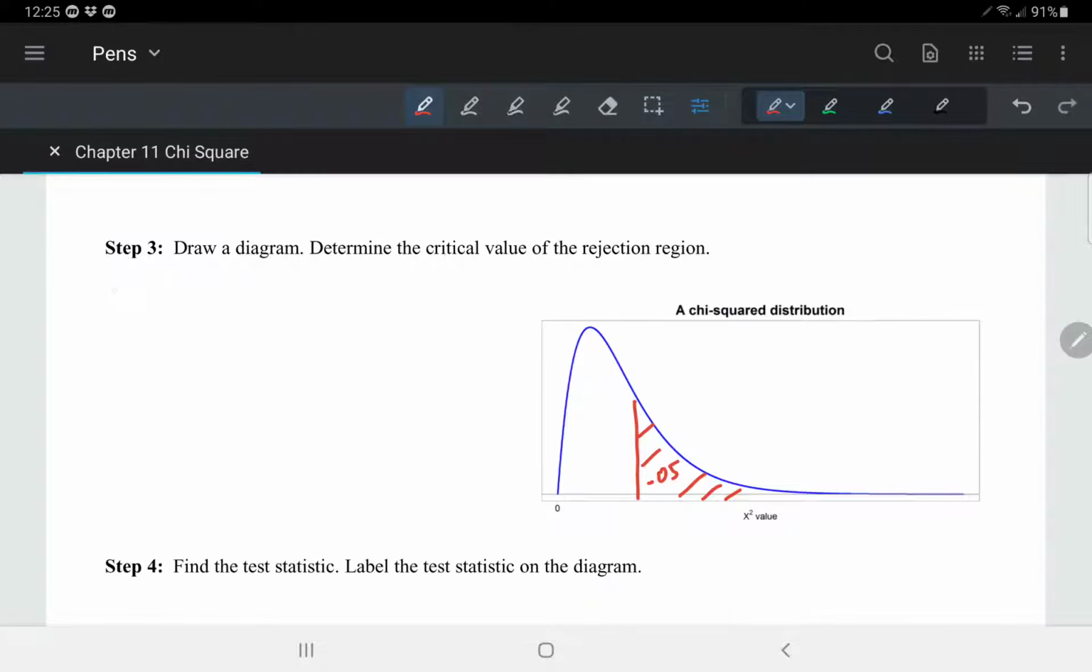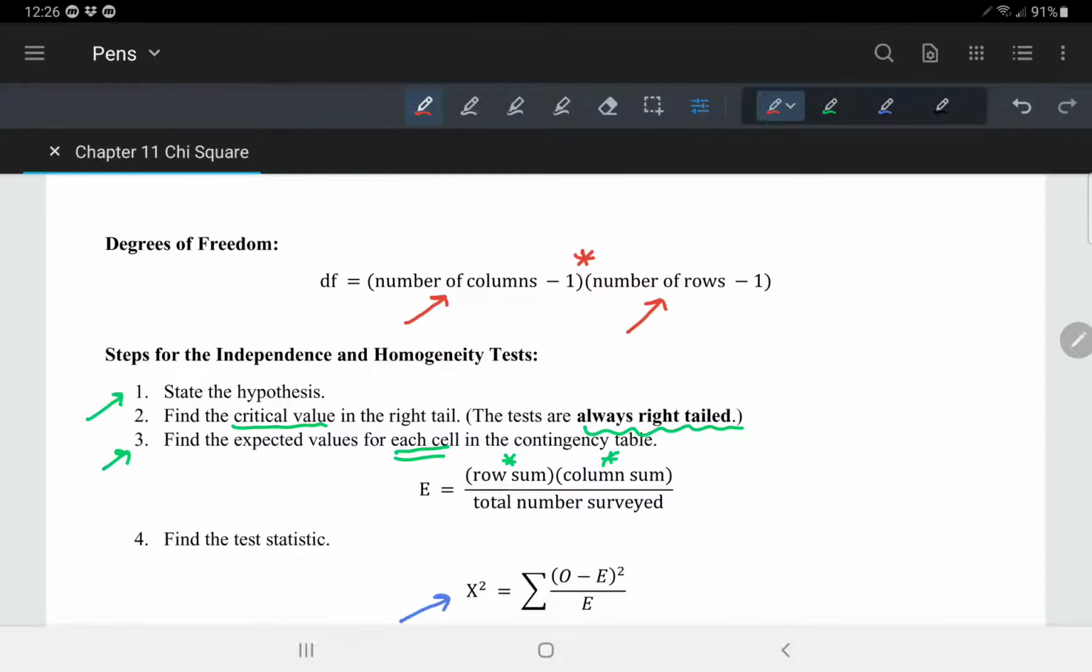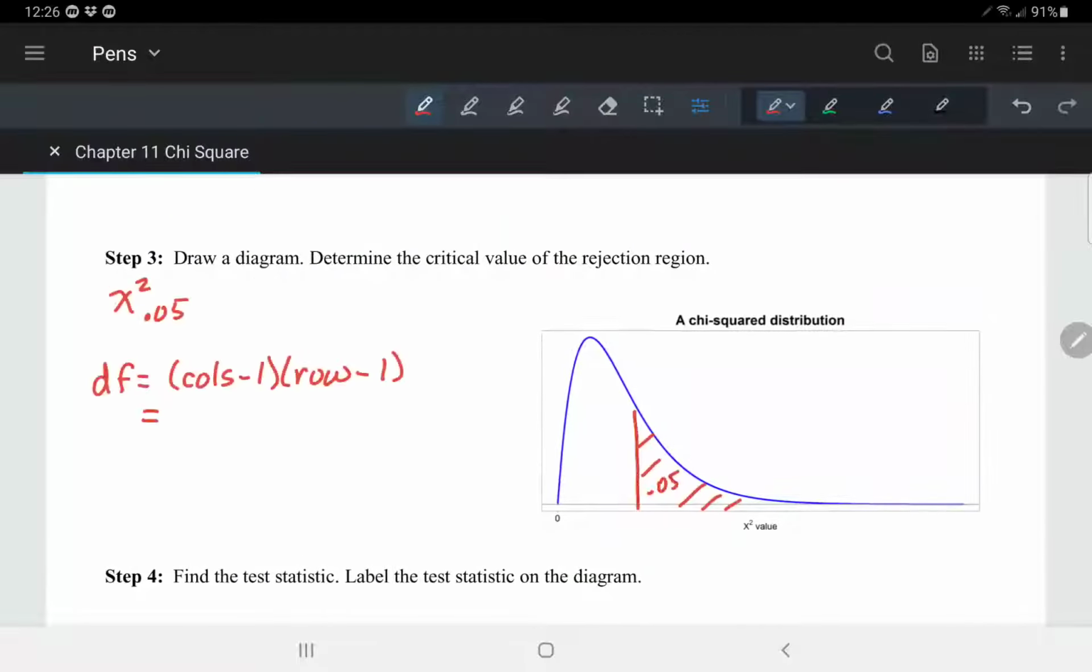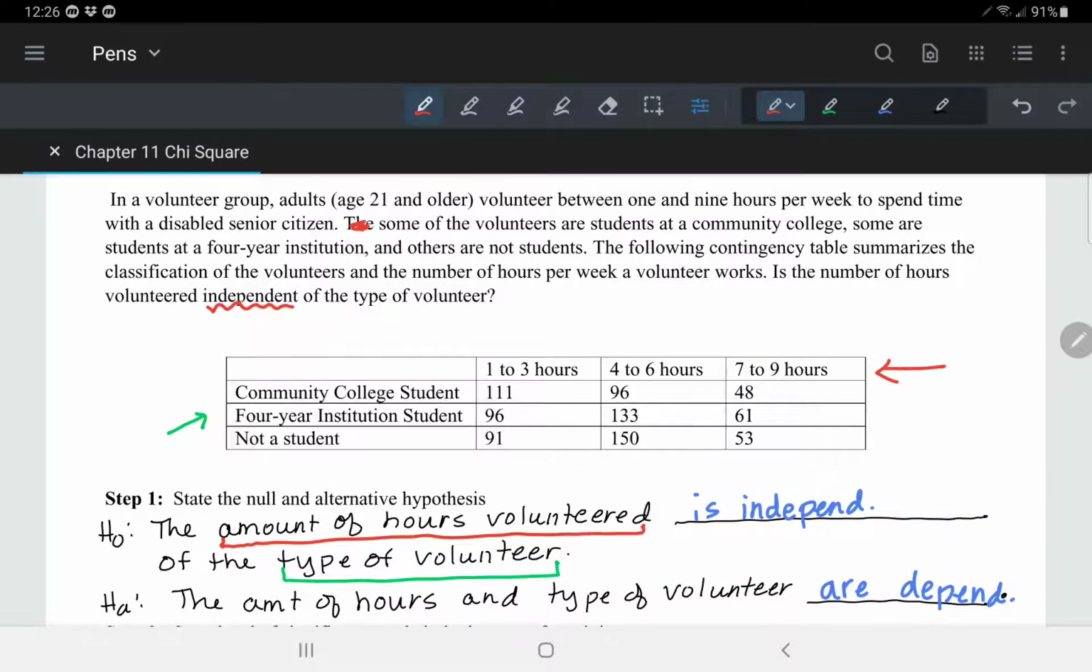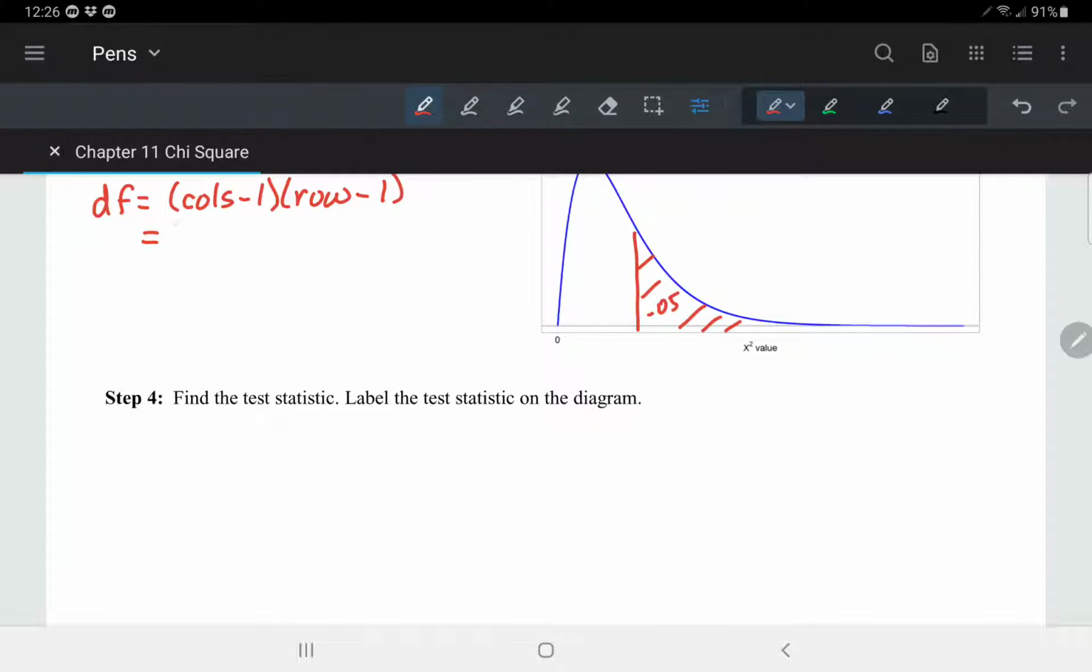So we'll be calculating from the table our chi-squared of 0.05. To do that, we need to know the degrees of freedom. The degrees of freedom are the number of columns minus 1 times the number of rows minus 1. Going back to the contingency table, up here we have 3 rows and 3 columns. So the degrees of freedom are 3 minus 1 times 3 minus 1, or 2 times 2, which is 4. Then we can go to the chi-squared table and find our critical value, and our critical value is 9.488.